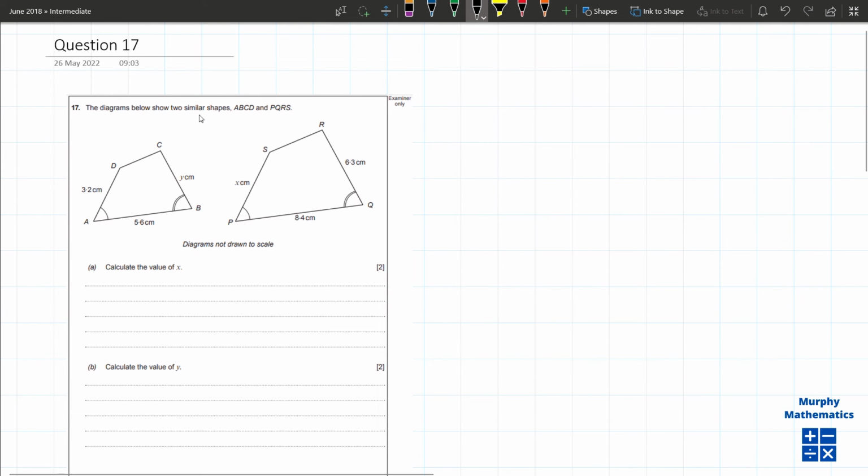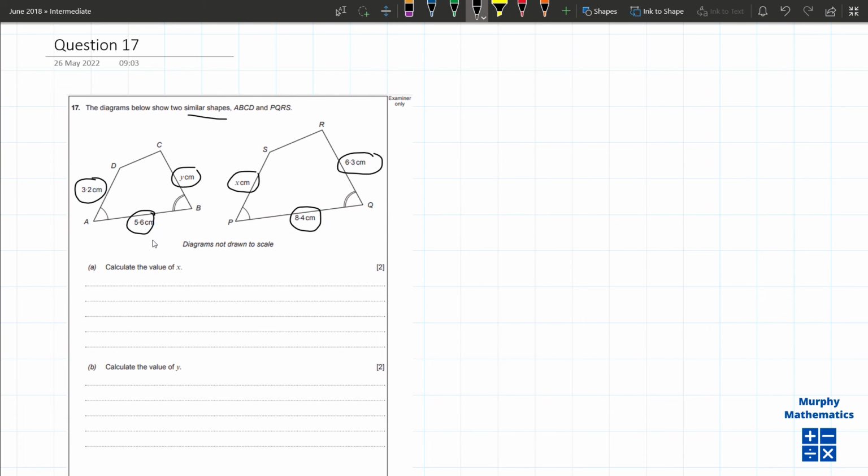We're told the diagrams below show two similar shapes, so that's important. A, B, C, D and P, Q, R, S. Calculate the value of x. Okay, so if these are similar shapes, that means each side will be scaled the same. So we need to find a side that we have lengths for, because we can't do this one because 3.2 gives you x. On this side is y equals 6.3. So here we've got 5.6 and 8.4.